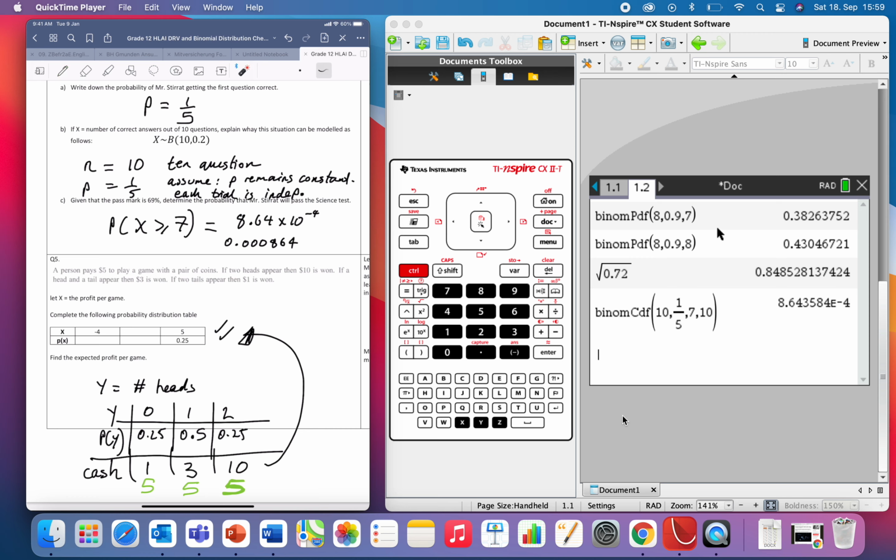So if I think about win 10, having paid 5, that will be a $5 profit. We win 3, having paid 5 to play, then that clearly is a loss. So that's a profit of -2. And the final thing, which you can see here, is pay 5, win 1 back. This will be a -4 profit. And so we can fill in the table of values.